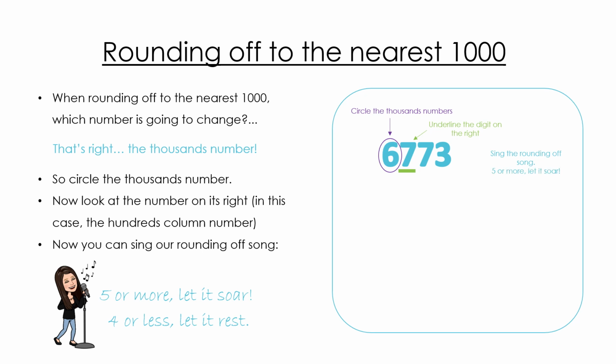Now sing the song. 5 or more, let it soar. 4 or less, let it rest. 7 is 5 or more, which means that we're going to be rounding up. If we round up, it means we have to add 1 to the thousands column.